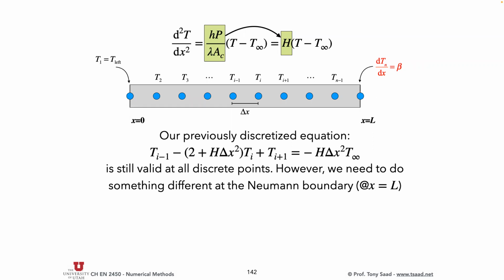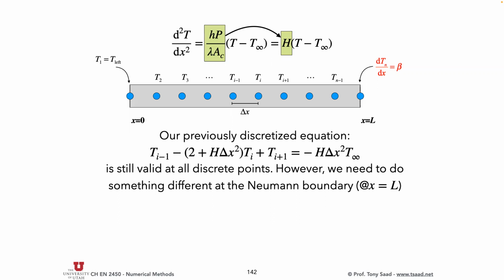So our previously discretized equation is also valid. That's what's nice about this: once you discretize the equation, it's the same for all different boundary conditions, but you have to derive the system of equations differently for different boundary conditions, okay? So there's no one generic formula for all of them. You have to derive it for each configuration. So this is still valid at all the points, okay?